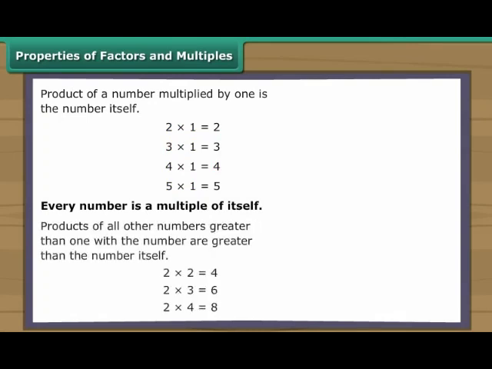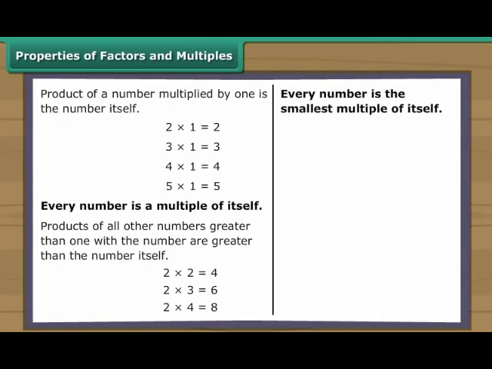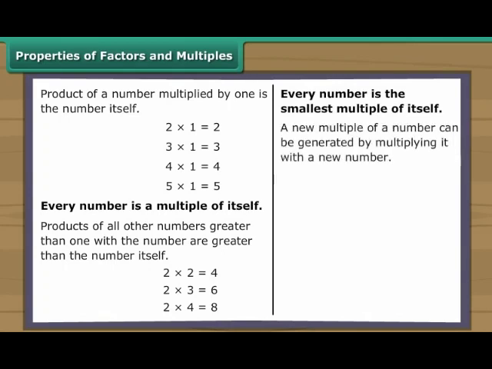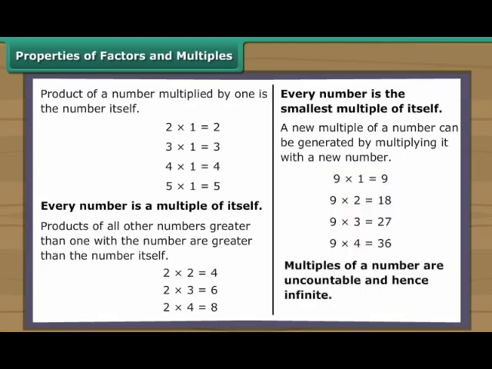Products of all other numbers greater than 1 with the number are greater than the number itself. For example, 2 into 2 is equal to 4. 2 into 3 is equal to 6. 2 into 4 is equal to 8. Therefore, every number is the smallest multiple of itself. A new multiple of a number can be generated by multiplying it with a new number. For example, 9 into 1 is equal to 9. 9 into 2 is equal to 18. 9 into 3 is equal to 27. 9 into 4 is equal to 36 and so on. Therefore, multiples of a number are uncountable and hence infinite.